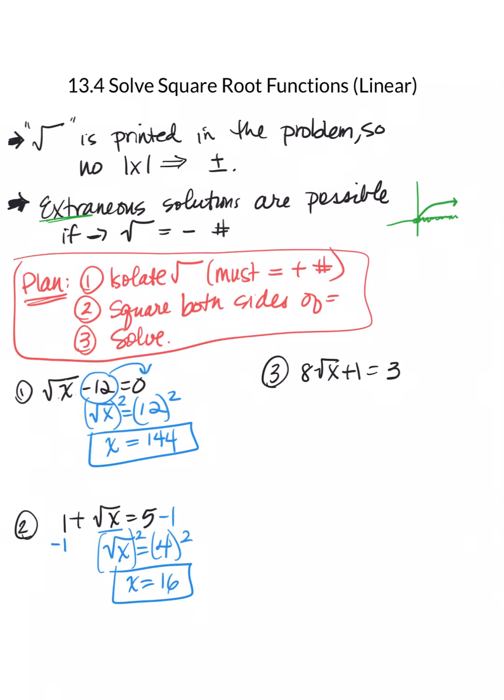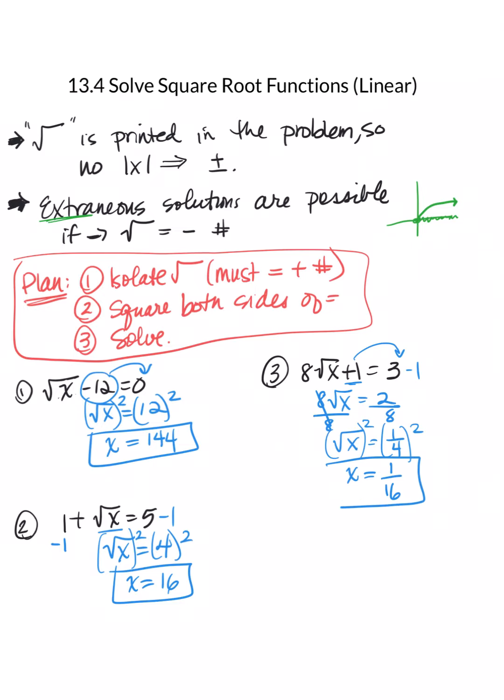8 square roots of x plus 1 equals 3. So I want to isolate the square root, so I need to move this 1 over by subtracting. So I have 8 square roots of x equals 2. Now I need to divide out that 8, and let's reduce that. 2/8 is 1/4. Now I'm going to square both sides. So on the left, when I square a square root, the x pops out. And on the right, when I square a fraction, you square the top. 1 squared is 1, and then you square the bottom. 4 squared is 16. All right?